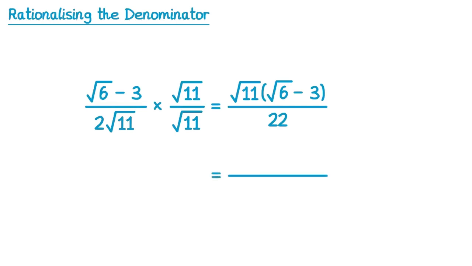So what we do is we do root 11 times root 6, which is root 66, and then root 11 times negative 3, which is negative 3 root 11. And then on the bottom we have 22. There's no further simplifying we can do here, so we just leave this one as the answer.